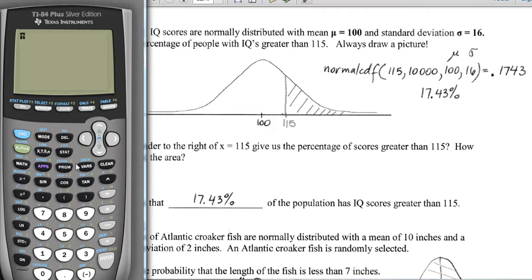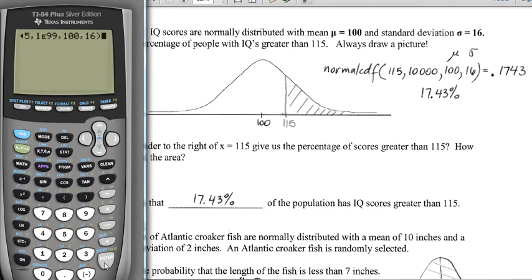So the probability, or the area we're looking for, is going to be this area right here. We would do second distribution, go down to normal CDF. The left bound of this region is 115. The right bound of the region would be positive infinity, which we can't enter, so as a placeholder we'll do 1, second comma, E99. And now I have to be careful. I have to change my last two numbers because it's an x distribution. The mean is 100, and the standard deviation here is 16.